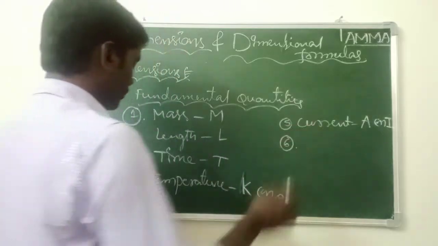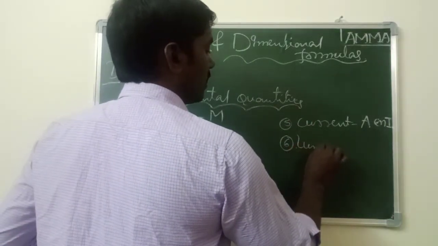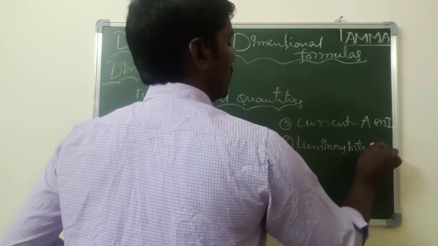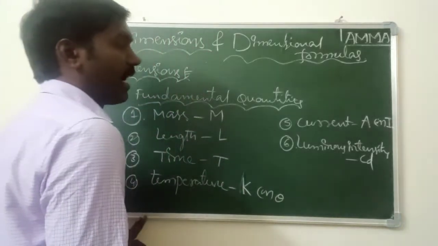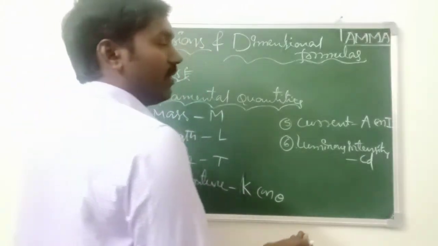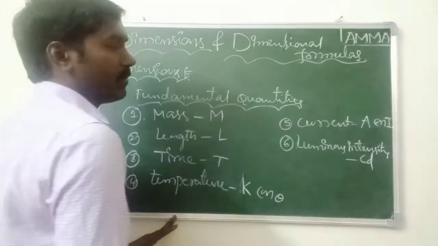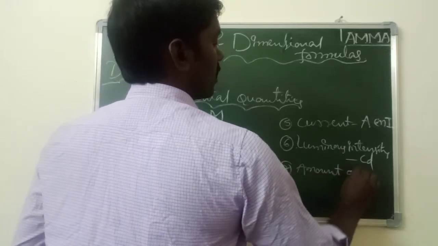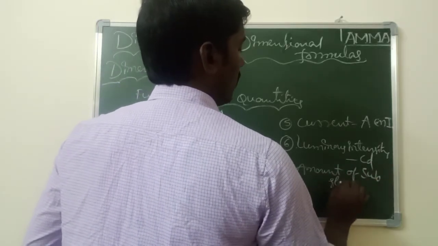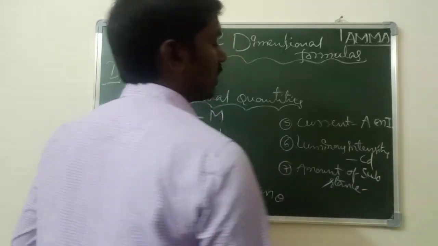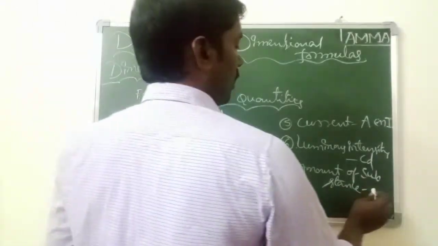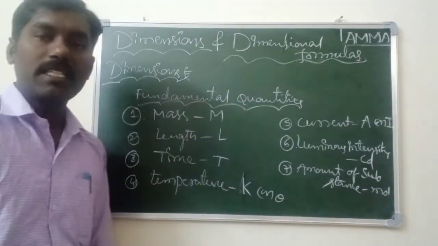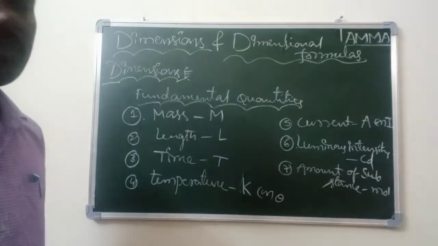And the sixth one is luminous intensity, which is represented by cd, because candela is the unit of luminous intensity. The seventh one is amount of substance, which is nothing but matter, and it is represented by mole. So these are the general representation letters of the respective fundamental physical quantities.